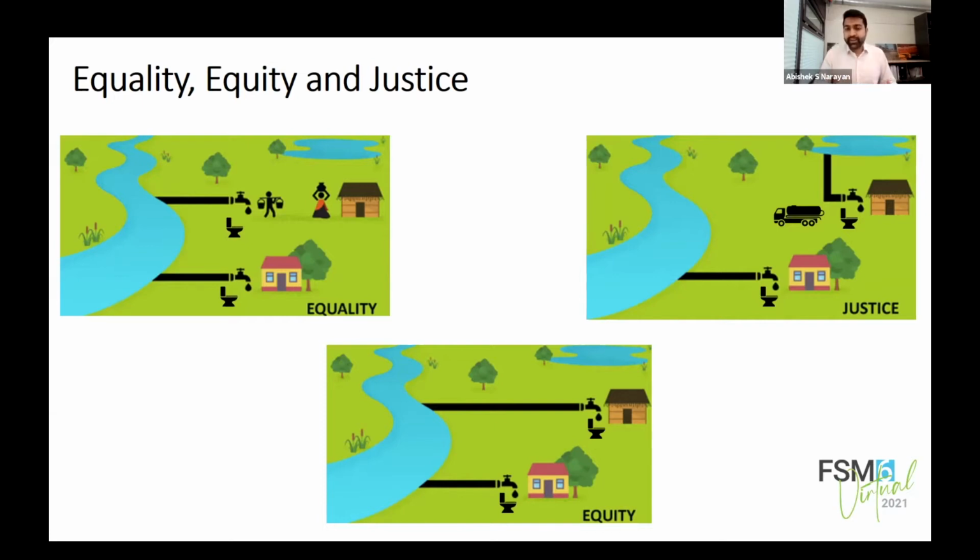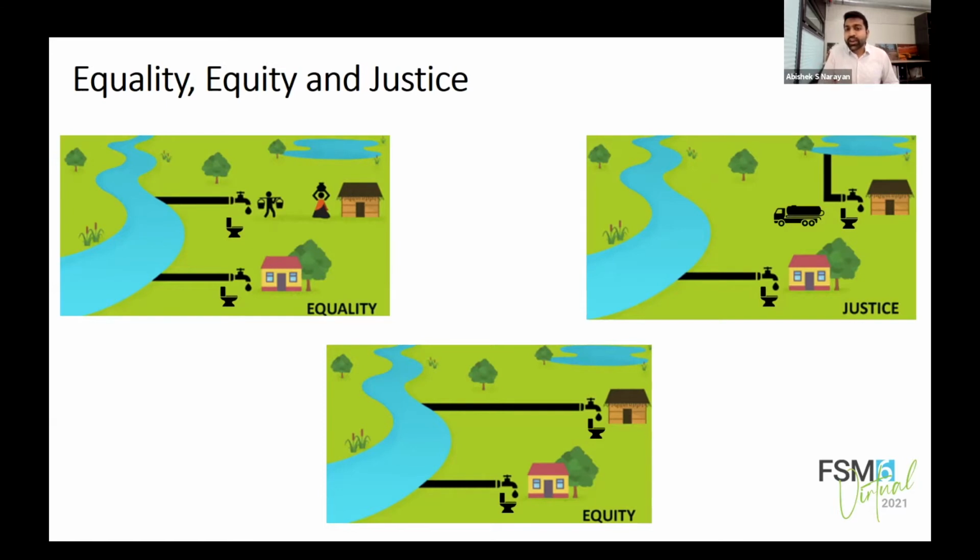And of course, justice means that we're not only thinking about users, but we're also thinking about social justice and environmental justice. And that could be achieved by contextualizing solutions. For example, we tap into a different water source, or we try to use a different kind of sanitation system and not just use the same cookie cutter approach for all different contexts. So I think this picture gives you a sense of what equity and justice are.